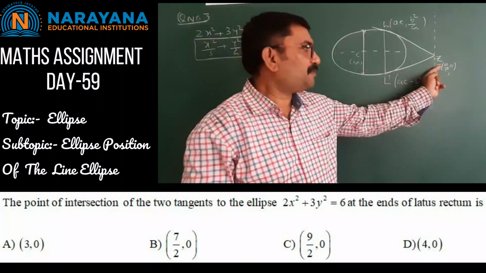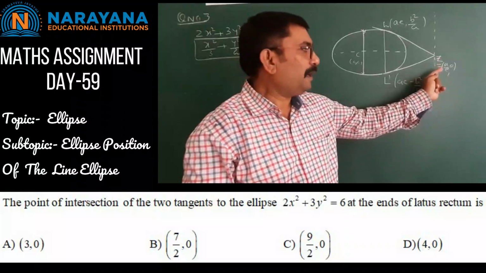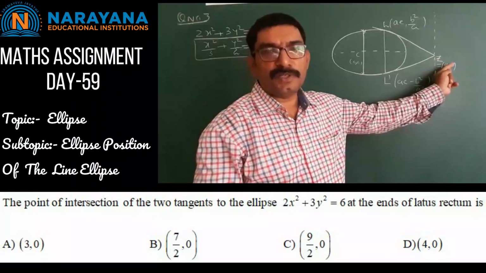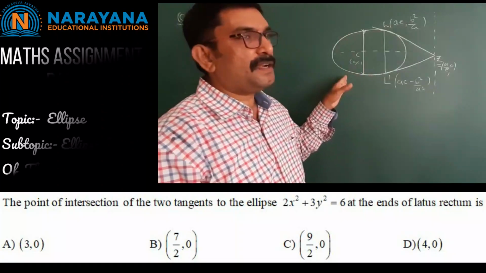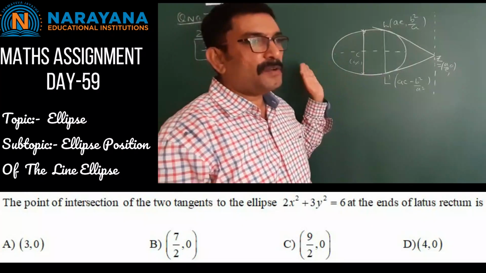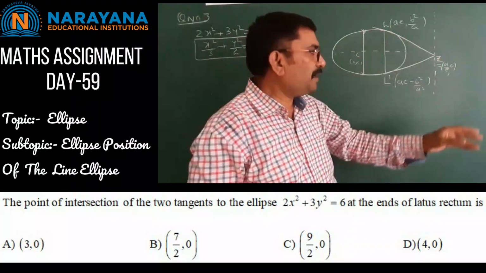So aptly speaking, for a parabola it becomes (minus a, 0). For an ellipse it becomes (a by e, 0). So it may be (minus a by e, 0). If you take the ends of the latus rectum on the negative side, you get (minus a by e, 0). If you go to the positive side, you get (a by e, 0).